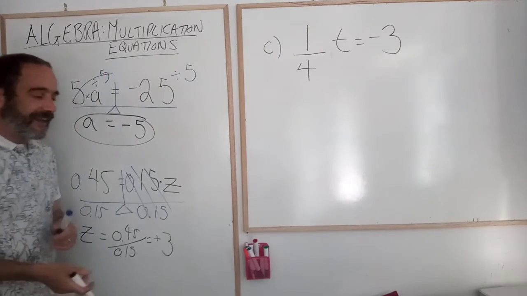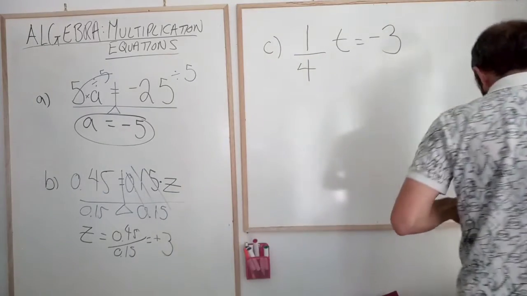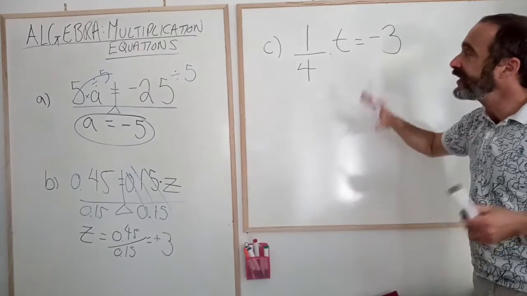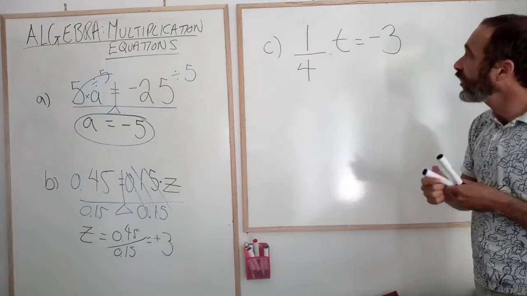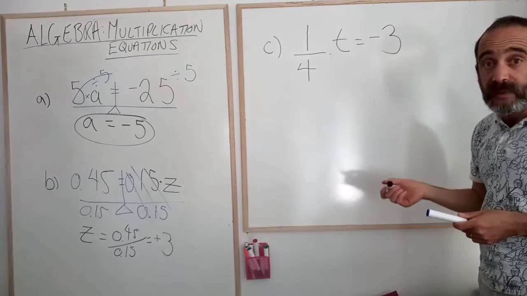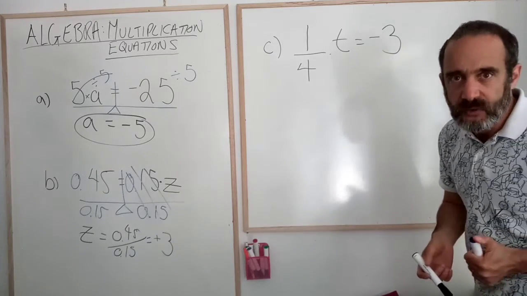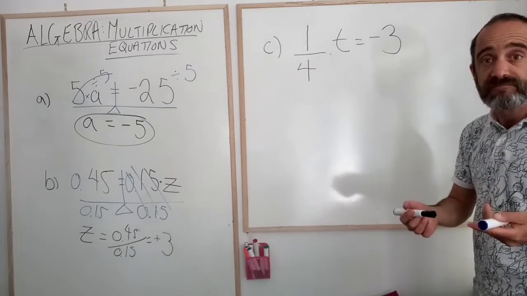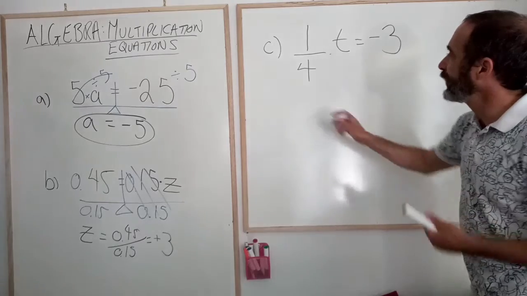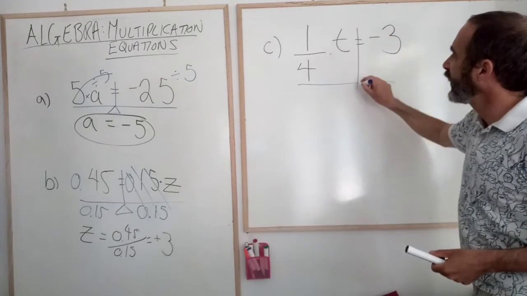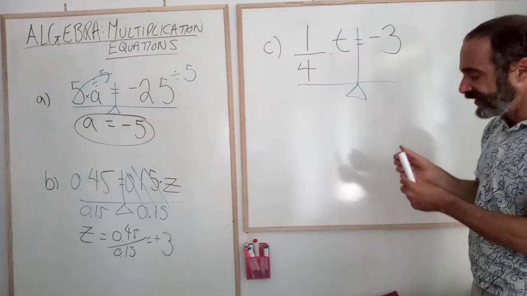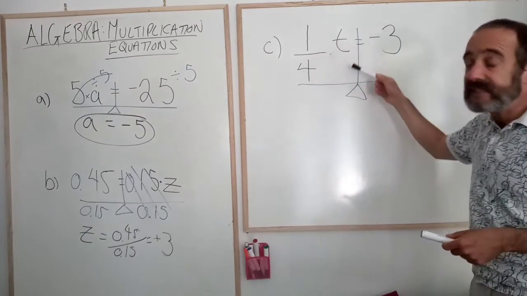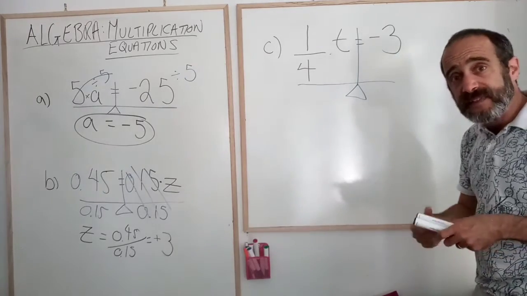This fellow over here can be considered a multiplication equation because really you're taking 1/4 and you're multiplying it by t, right? 1/4 times t equals negative 3. So there are two ways of doing this question. Method number 1 is to treat it like a multiplication equation. So if I treat it like a multiplication equation, and I want to get t by itself, well, I have 1/4 times t.